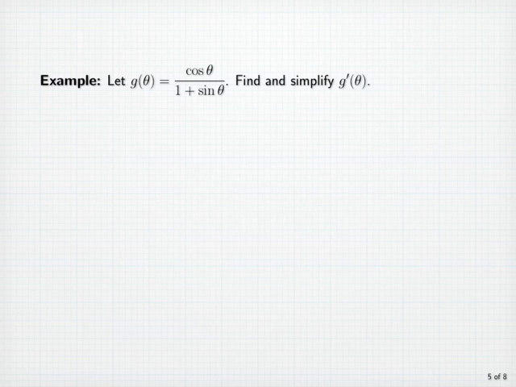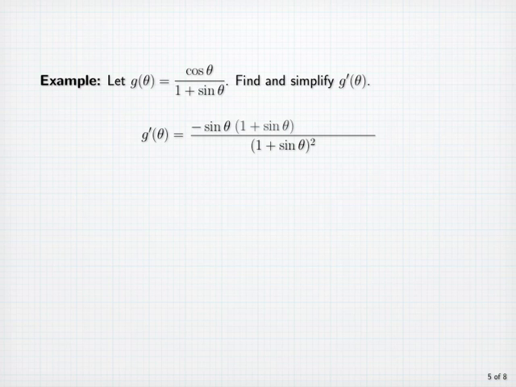Example: let g of theta equal cosine theta divided by 1 plus sine theta. Let's find and simplify g prime of theta. Here we'll use the quotient rule. The denominator will be 1 plus sine theta, squared. To get the numerator, we write the derivative of cosine theta, which is minus sine theta, times the denominator 1 plus sine theta, minus the numerator cosine theta, times the derivative of 1 plus sine theta, which is 0 plus cosine theta.